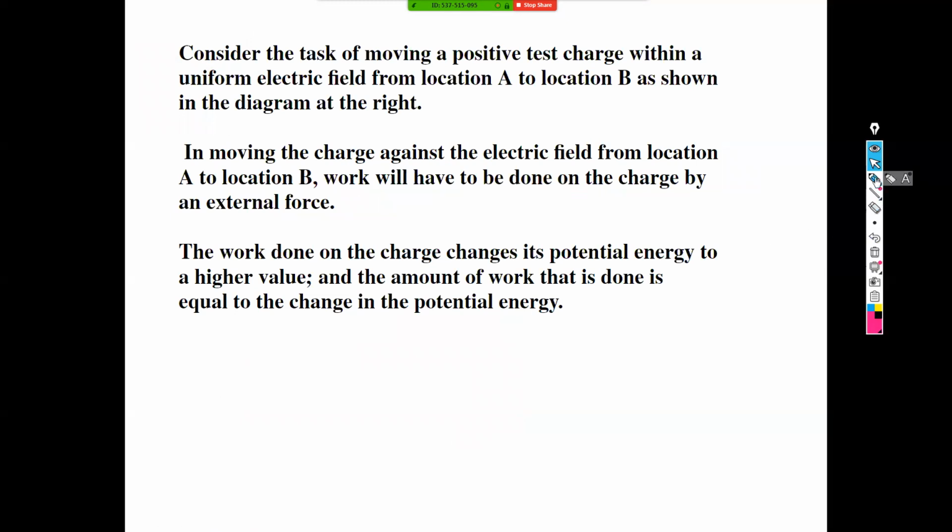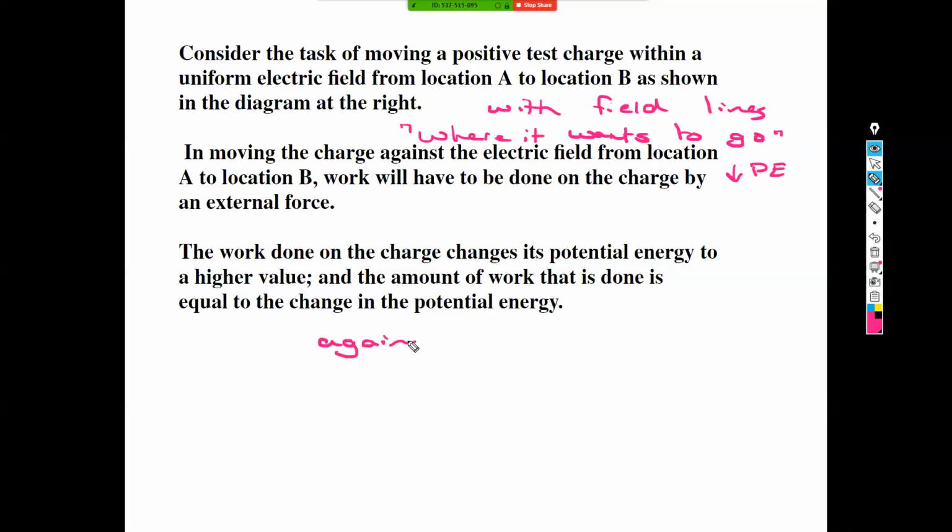All right. And that's what we're just saying here. Moving it, again, just think about it in terms of with the field lines or against. Where it wants to go, you're going to be dropping or decreasing the amount of potential energy. If you go against the field lines, where it doesn't want to go, you're going to be increasing the amount of potential energy.